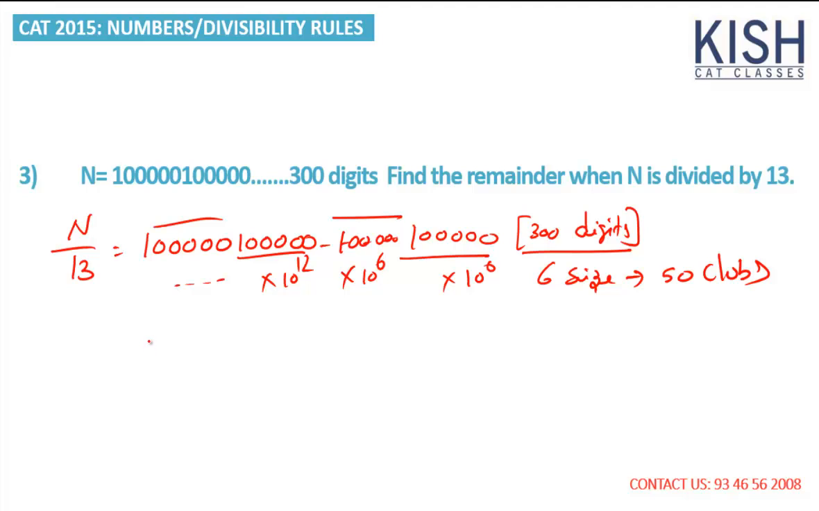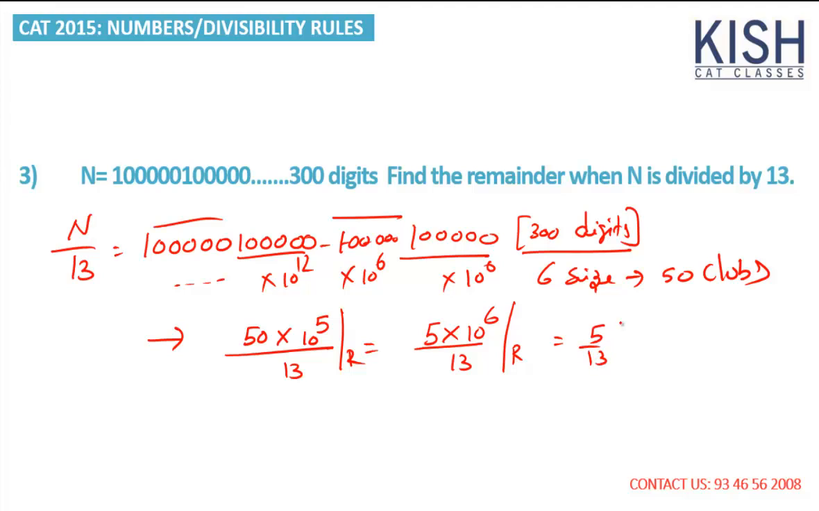So we have got 50 clubs. 50 clubs into 10 power 5 divided by 13. This you can write as 5 into 10 power 6 divided by 13 remainder. Now that's nothing but 5 by 13 remainder into 10 power 6 by 13 remainder. We know that 5 by 13 remainder is 5 and 10 power 6 by 13 is plus 1. So that's going to be 5. This is the easiest one. Let's find the next one.